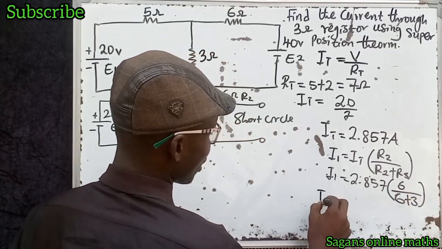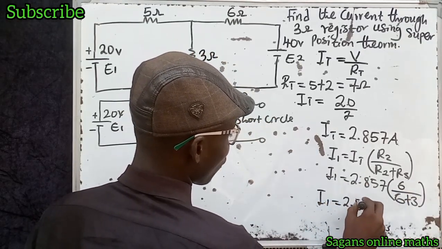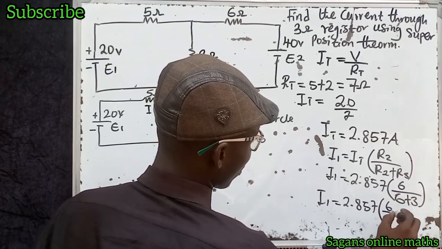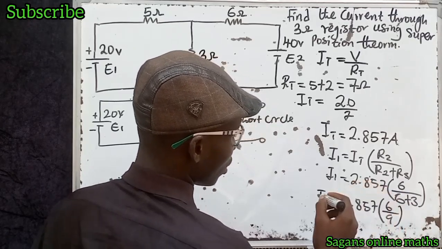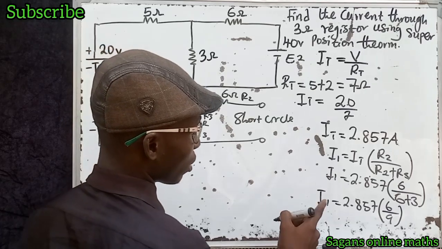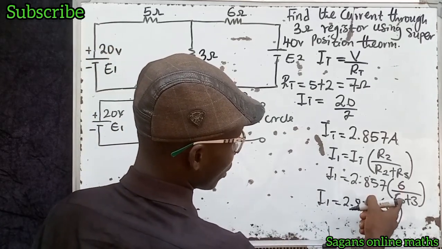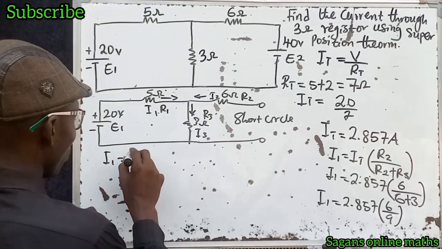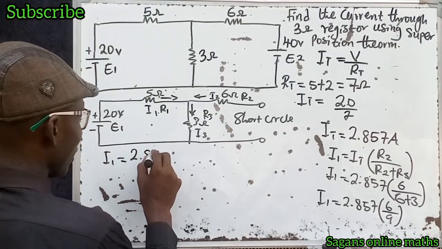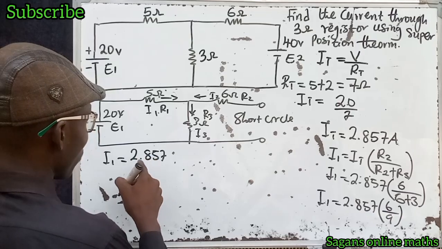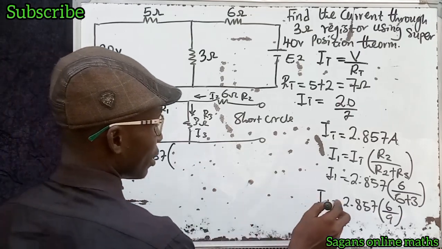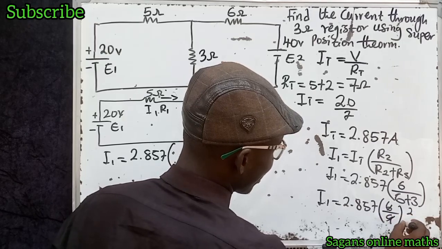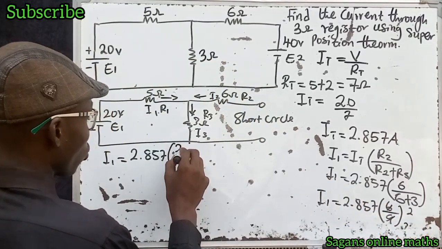So it means that I1 is equal to 2.857 into 6 over 9, right? 6 over 9, because 6 plus 3 is 9. That means our I1 is equal to 2.857 into, now how many times can 3 go into 6? 2 times. And 3 into 9 is 3 times. So you have here 2 over 3.